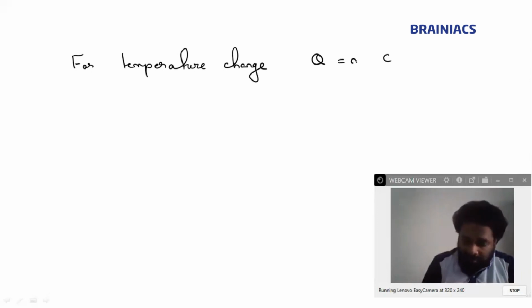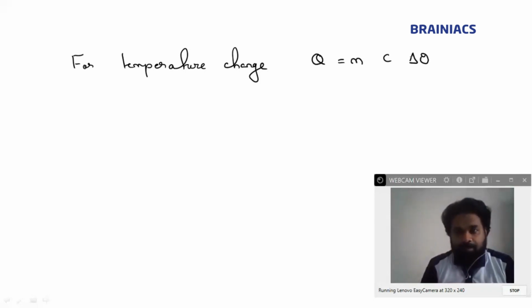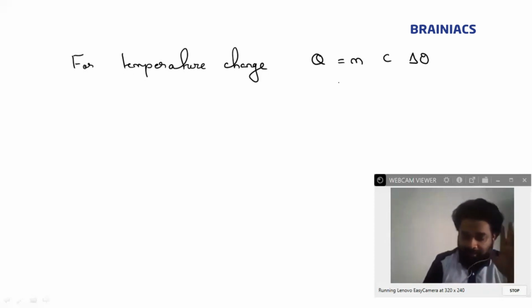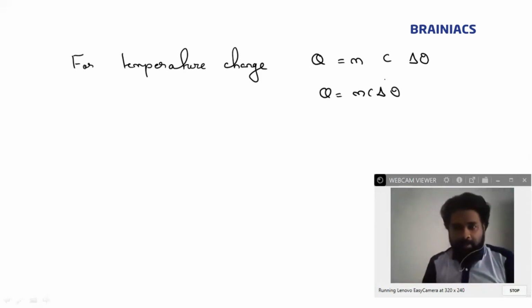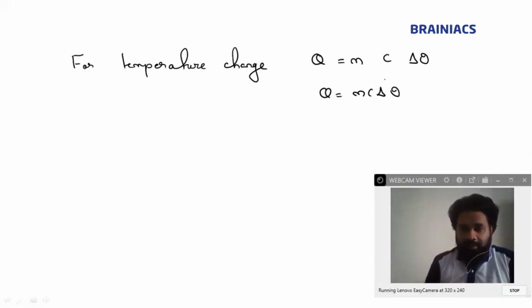For m mass, we need to multiply this with m, and for delta theta, the change in temperature, if it is 10 degrees Celsius, delta theta is 10. If we need a 20 degrees Celsius change, that is from 10 to 30, we put 30 minus 10, that is 20, as the change in temperature. So Q is equal to mc delta theta. This is for temperature change. The total heat required is mass into specific heat capacity into change in temperature.